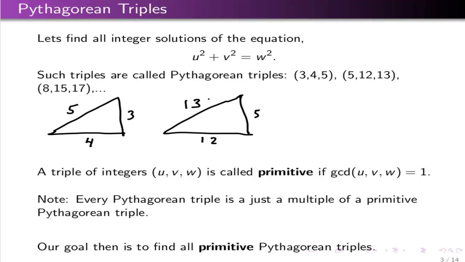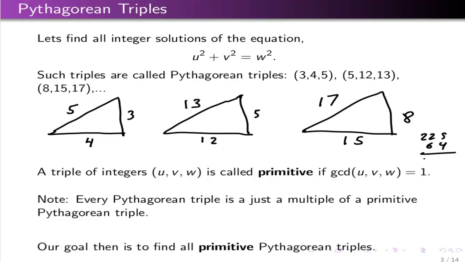And 8, 15, 17. So here we've got 3 squared plus 4 squared is 5 squared. 5 squared is 25, 12 squared is 144, and 25 plus 144 is 169. And then the final one I've put as an example is 8, 15, 17. 64 plus 225 is 289, which is 17 squared.